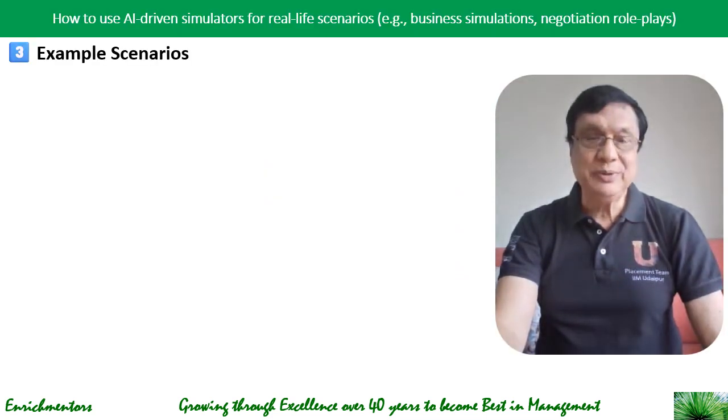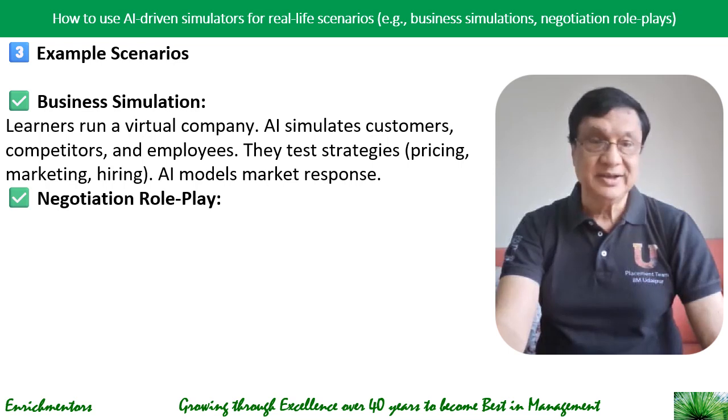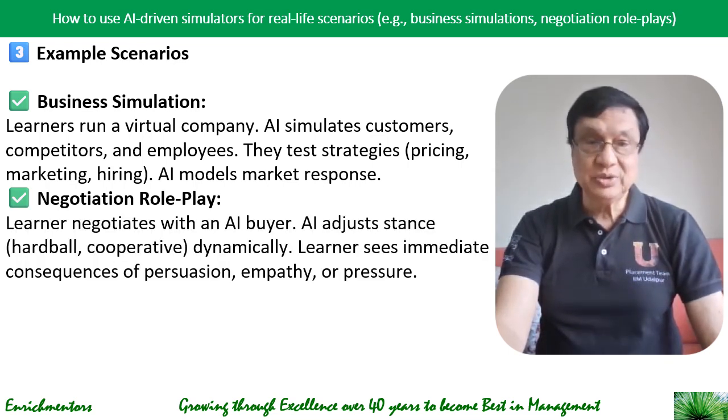Let's take a look at examples of scenarios. First, a business simulation in which learners run a virtual company. AI simulates customers, competitors, and employees, and they test strategies like pricing, marketing, and hiring, and AI models the response of the market. In a negotiation role play, learners negotiate with an AI buyer. AI dynamically adjusts its stance, whether playing hardball or cooperative. Learners see immediate consequences of persuasion, empathy, or pressure.